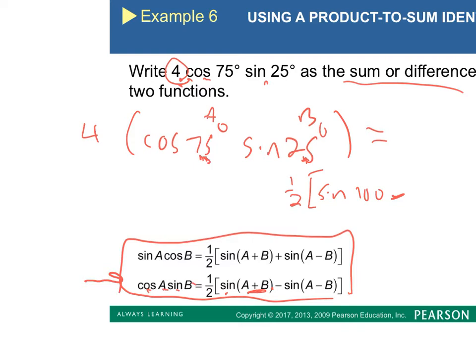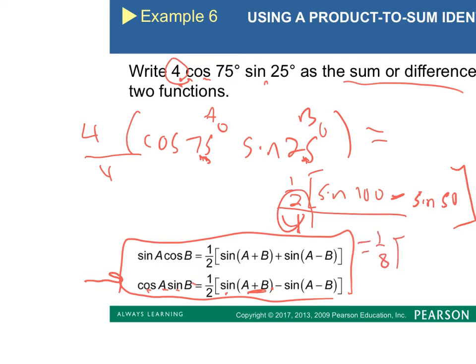I make so many more mistakes when I don't have you in front of me. Sine of 50. And I probably make mistakes I don't even catch. But don't forget, I got to divide by 4 on both sides. So there's technically a divide by 4, which means the 4 and the 2 go together. So we should be looking at 1/8 of sine of 100 minus sine of 50.